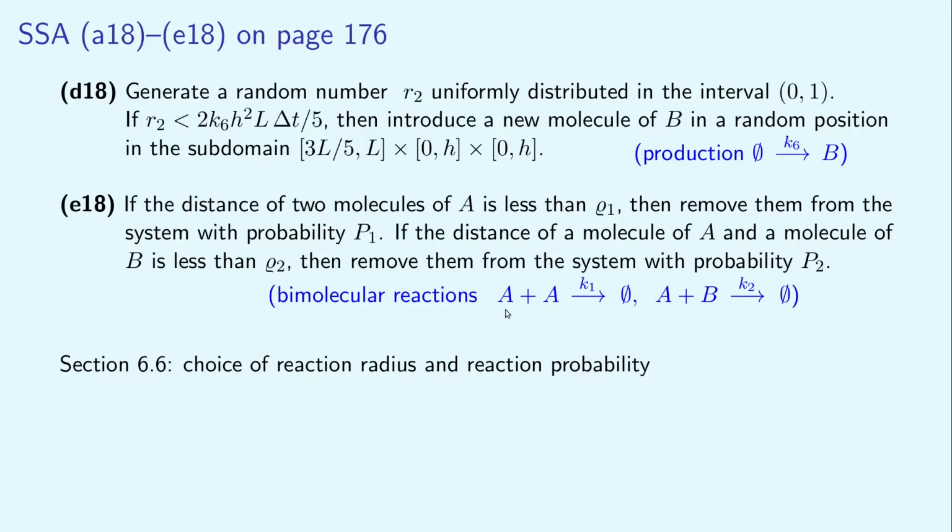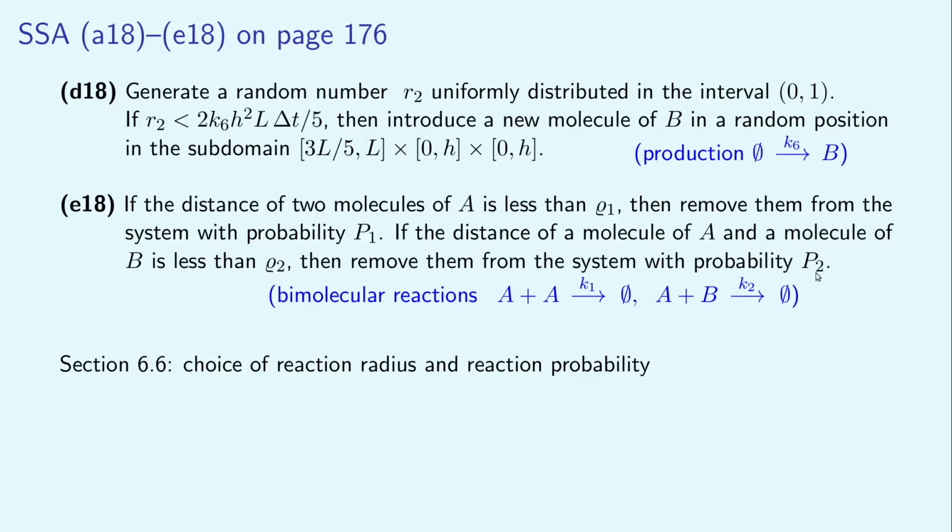In our molecule-based algorithm, we postulate that this reaction can be described with the help of two parameters, reaction radius, ρ1, and reaction probability, p1. If the distance of two molecules of A is less than the reaction radius, ρ1, then we remove them from the system with probability p1. Similarly, the second-order reaction, A plus B goes to a product, is described with the help of two parameters, reaction radius ρ2 and reaction probability p2. If the distance of a molecule of A and a molecule of B is less than reaction radius ρ2, then we remove them from the system with probability p2.